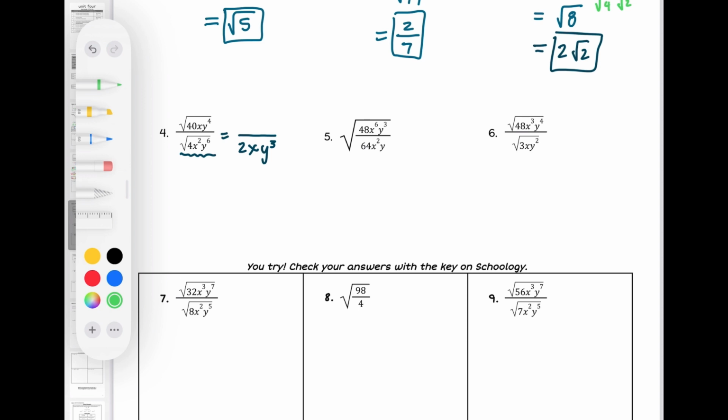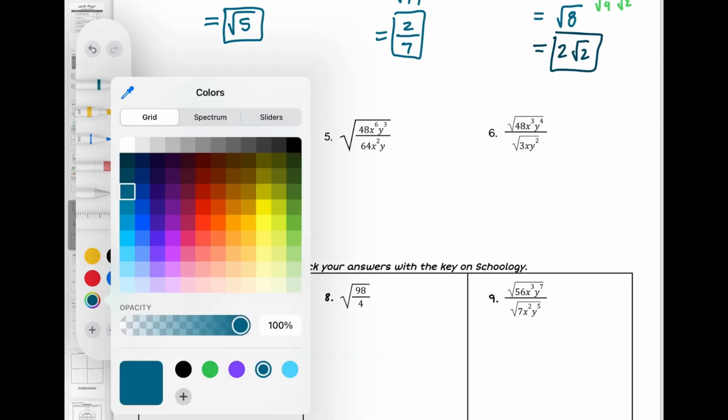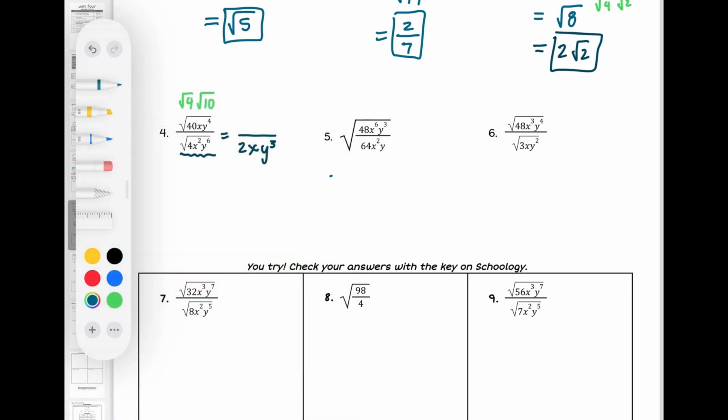For the top, we need to figure out what perfect square we could divide 40 by. That would be 4. 40 divided by 4 is 10. So when we write that in our fraction, we have the square root of 4, which is 2, and then we have the square root of 10, which just stays the square root of 10.